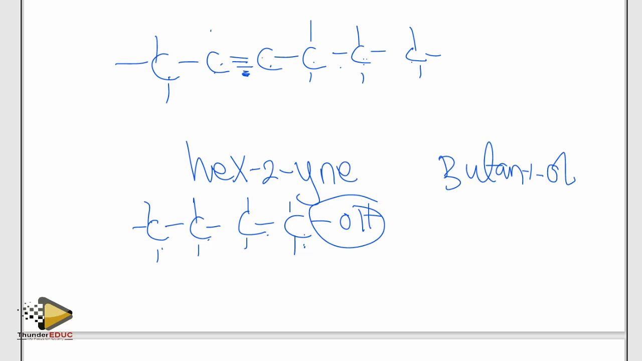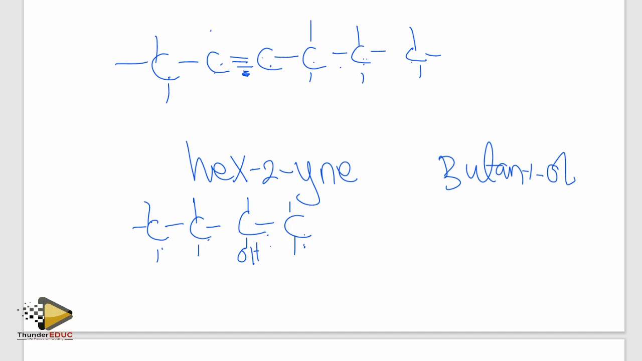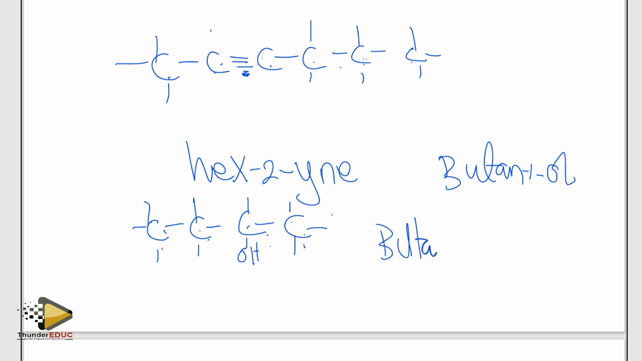You understand? So what if it is here? What if it is here? And then this is a hydrogen. What if it is there? So it's still the same story. I will say 1, 2, 3, 4. So it's going to be butane, 1, 2, 3. So I have to go with the 2, butan-2-ol. So that's how we name it.